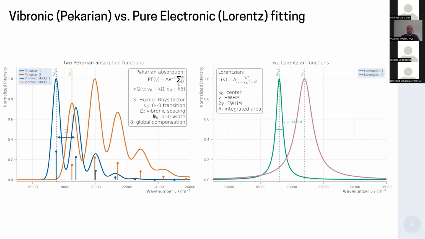And we have a few more parameters. So this Huang-Rhys factor accounts for the difference of molecular structures in ground and excited states, and a few more global corrections. An interesting thing about these functions is that they have 6 parameters, and they are not symmetric, and one function can have many maxima. Well, actually, in the general case, it does. So it's more flexible, but more complicated.